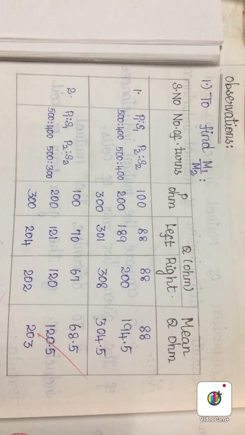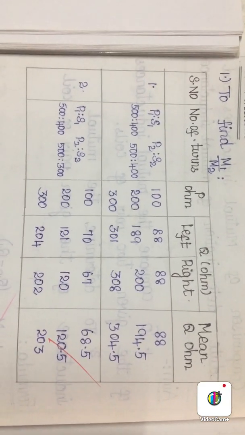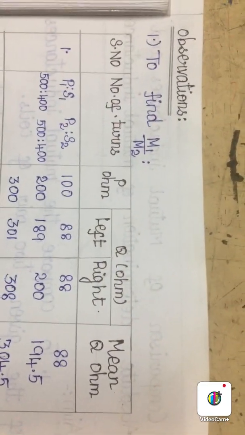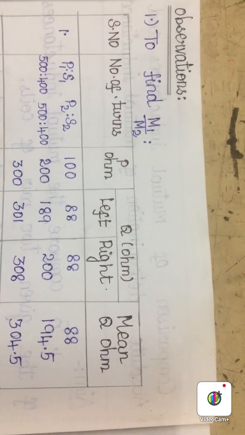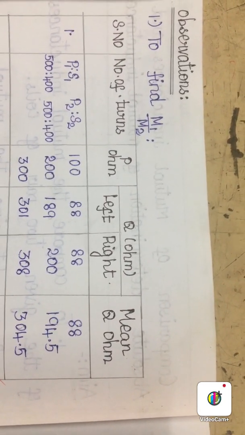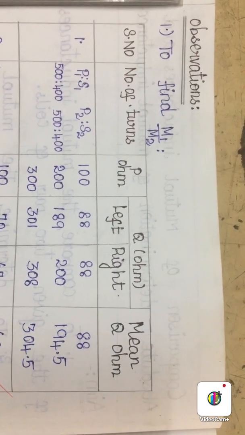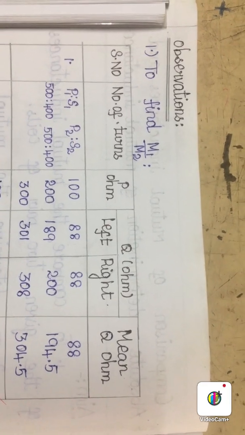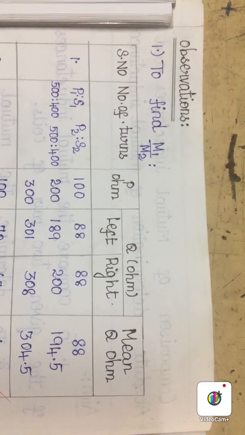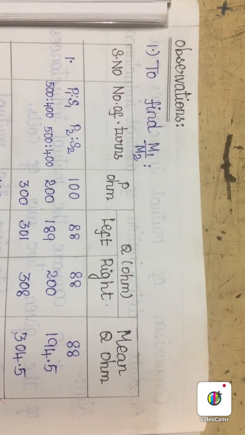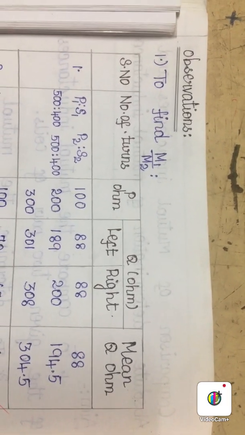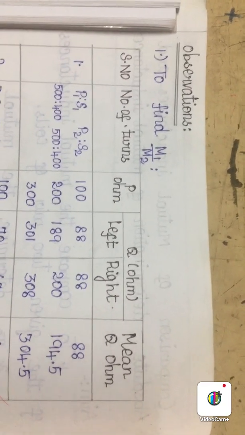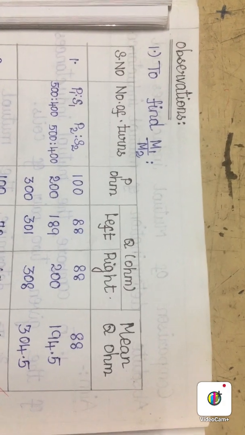The observed readings are recorded in the tabulation as shown. For the first case, we have set the P values as 100, 200 and 300, and for 0 kick we have measured the values and recorded them on the left side and right side. There is a commutator in the circuit, and using the commutator we can record for both left side and right side deflections. So for every value in P, a similar value is recorded in Q for 0 kick.